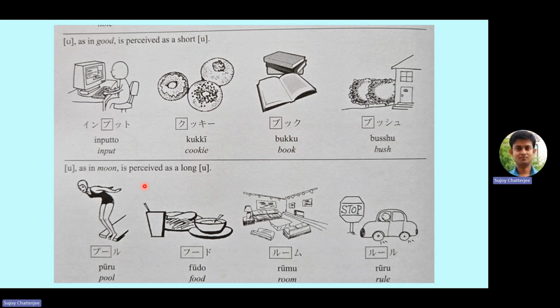Then we have the long oo sound, which is, for example, in moon. After the u syllable, there will be a horizontal bar. So moon will be muun in Japanese, and say this is the pool, that means a swimming pool. It will be written as puuru. Food, fuudo. Room, ruumu. Rule, ruuru.